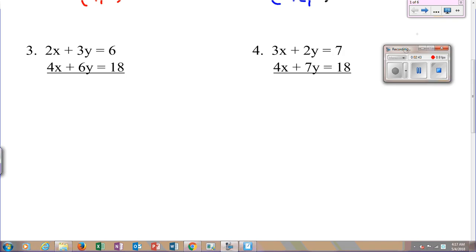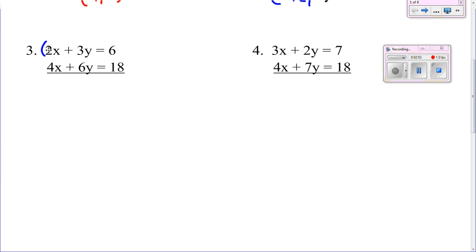Look at number 3. None of our variables or none of our coefficients are the same, and variables aren't by themselves. But I see that 2 can go into 4. So in order to get 2 to go into 4, I have to multiply by 2. But they have to be opposite signs in order to cancel out. So I need to multiply by a negative 2. That way your x's will cancel out. They have to be opposite signs.